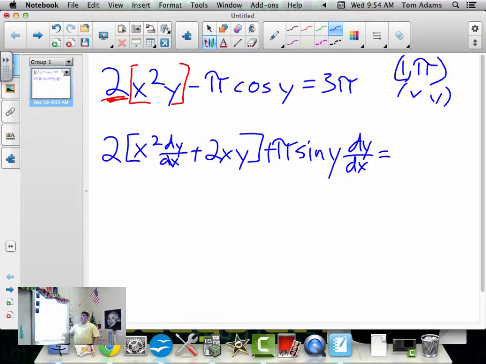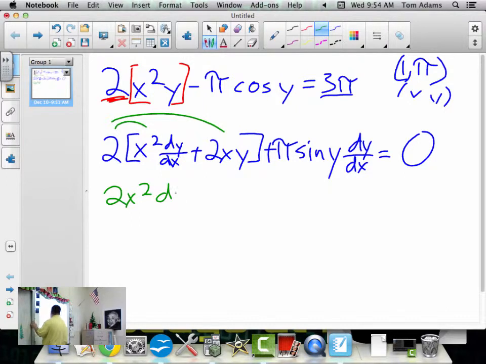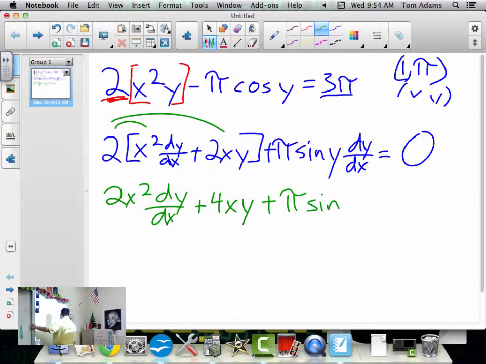Now 3 times pi is still a constant. It's an irrational constant, but it's a constant nonetheless. So the derivative of this is 0. Now I'm going to push the 2 through the parentheses, and I get 2x squared dy dx plus 4xy plus, I'm sorry, pi sine of y dy dx equals 0.